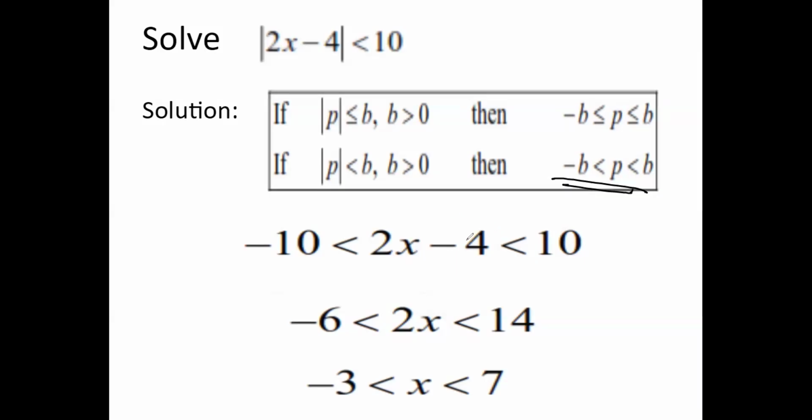You want to get rid of this minus 4, so you add 4 throughout. Adding 4 in the center will give you the 2x. Adding 4 to minus 10 gives you minus 6. Adding 4 to 10 gives you 14. And then you divide throughout by 2, and this is your answer. Nothing should bother you there.